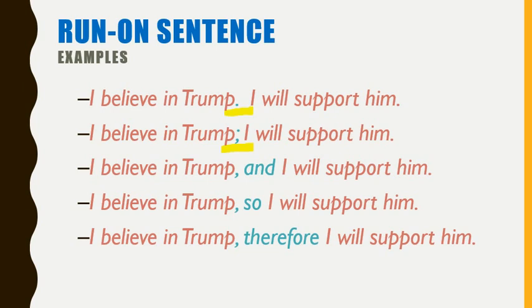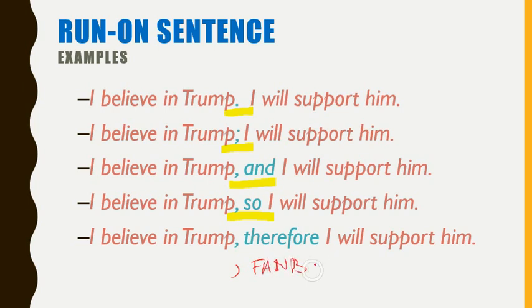Or you can use a comma and a conjunction, fanboys, right? Comma and, comma so. Or you can use, well, what do we have here? We have, I believe in Trump, comma, therefore I will support him. All right, let's see if this is correct. We didn't use a period. We didn't use a semicolon. We used a comma, and the rule was to use a comma with fanboys.